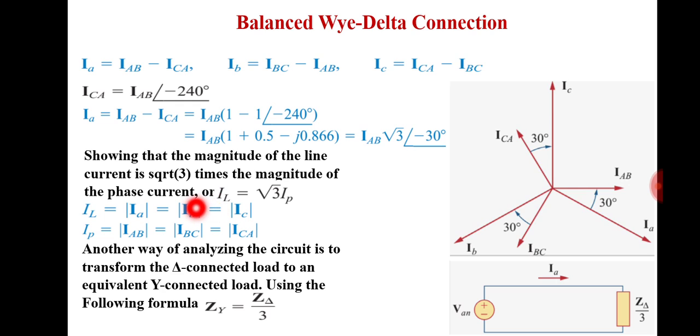In a balanced system the current magnitudes are the same. So line current is equal to the magnitude of IA, IB and IC, all equal, and phase current IAB is equal to IBC is equal to ICA. Another way of analyzing the circuit is to transform the delta connected load to an equivalent star connected load using the following formula: ZY is equal to Z delta divided by 3. Here we see the single phase equivalent circuit.